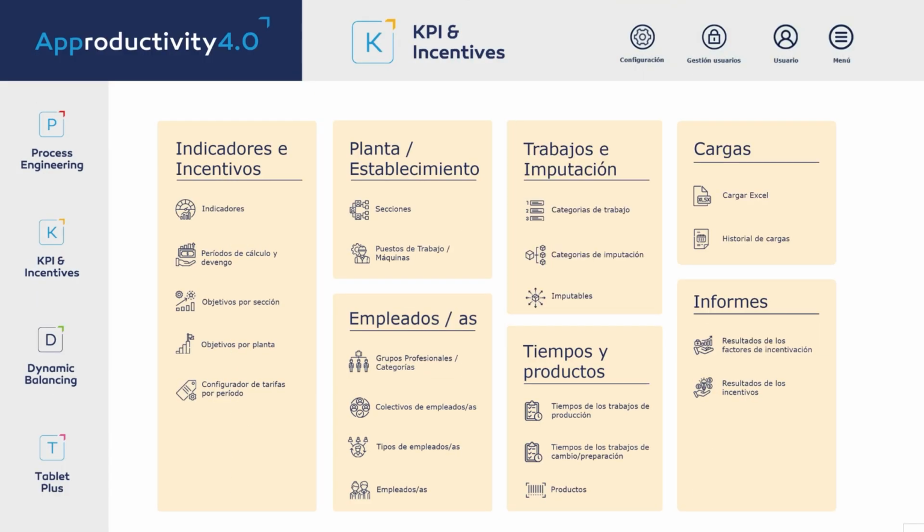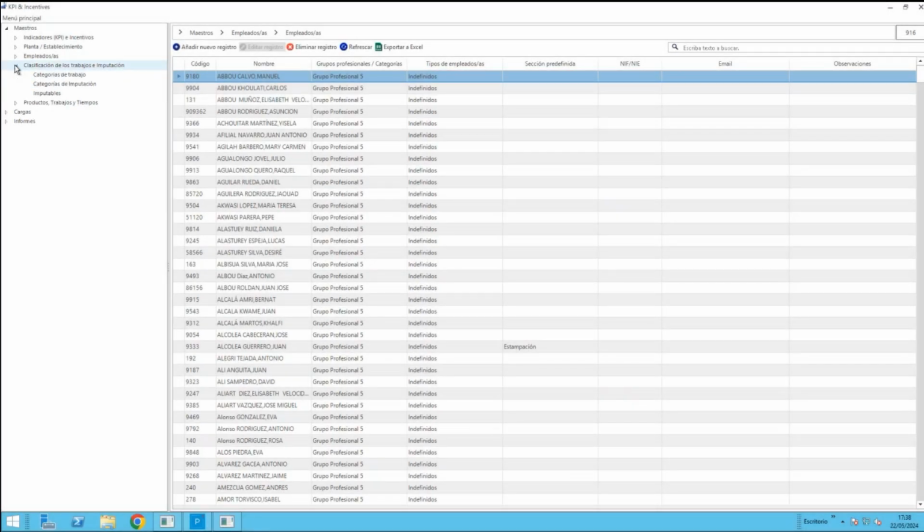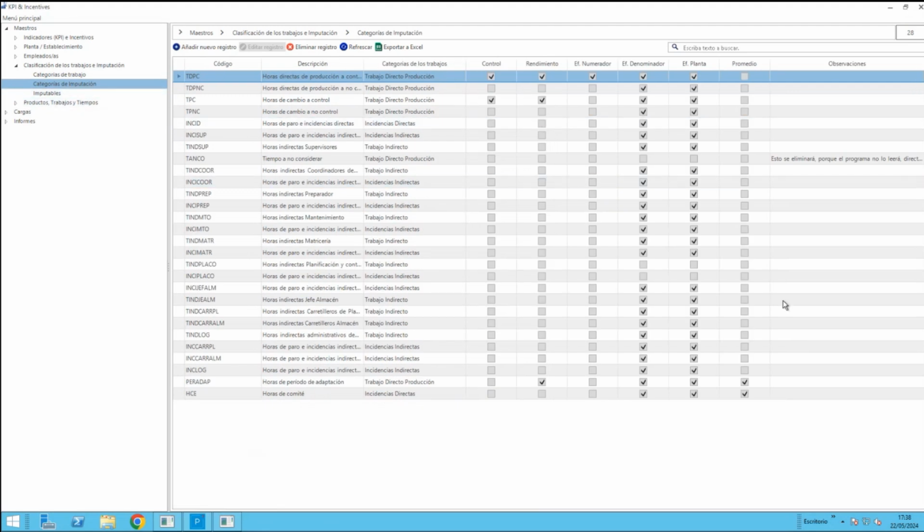Next is the master corresponding to work classification and task allocation. In addition to some data groupings at the work evolution level to obtain statistical information, this establishes the behavior that each code should have in performance and efficiency calculations at individual, collective, section, and plant levels.